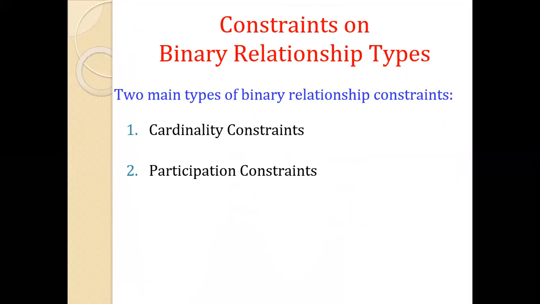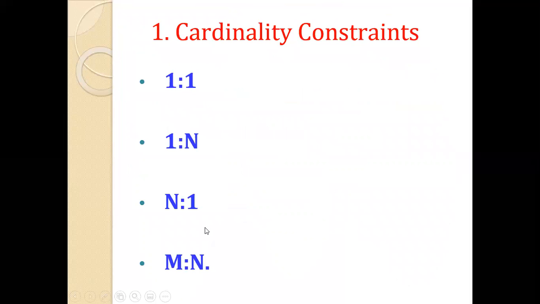While defining the relationships, here also we can make use of some conditions. That is the constraints on binary relationship. Mainly here we have two types of constraints: one is cardinality constraint and the second one is participation constraints.